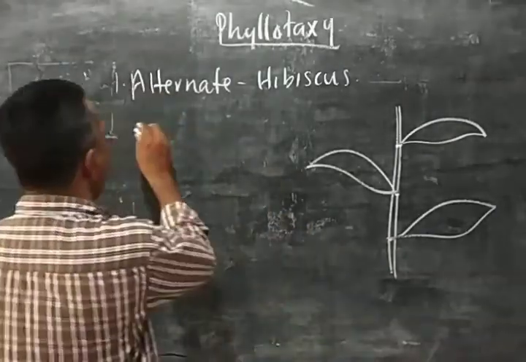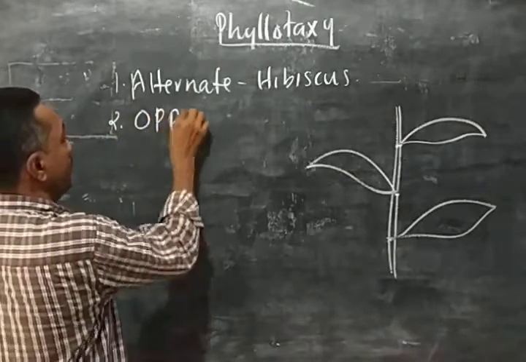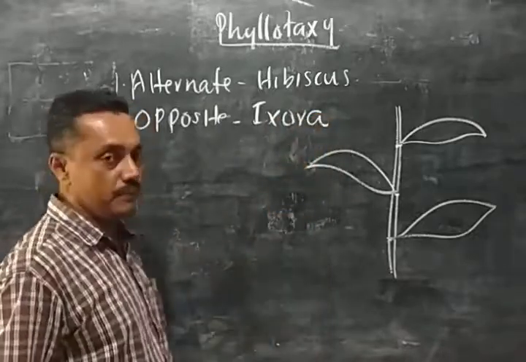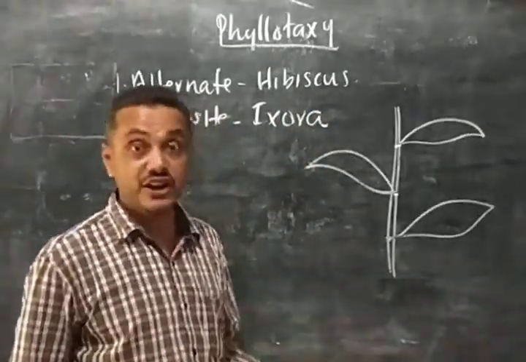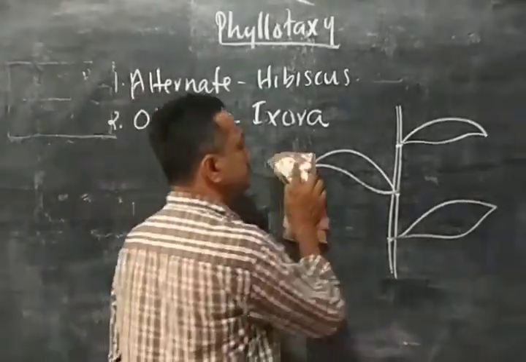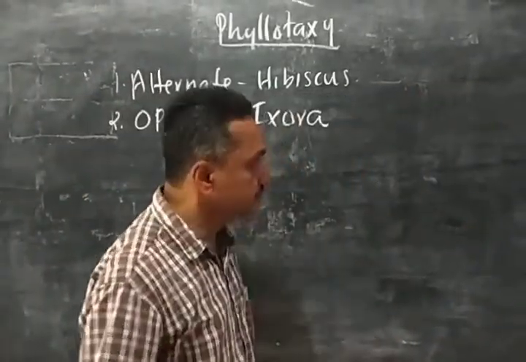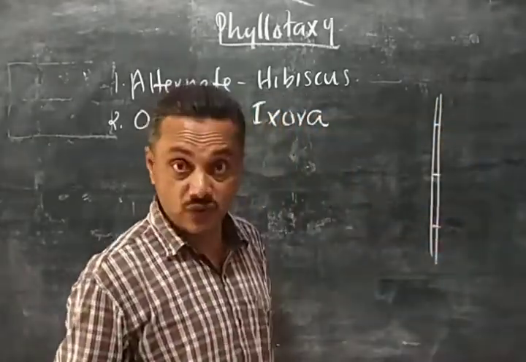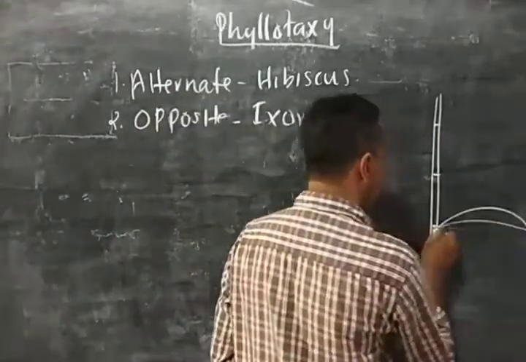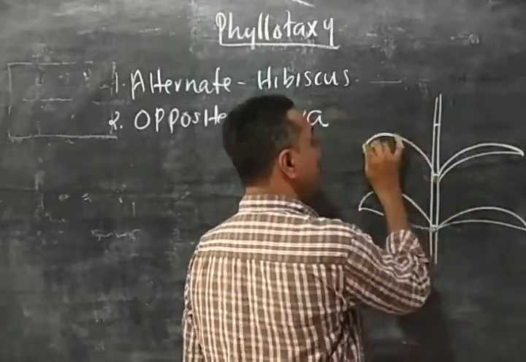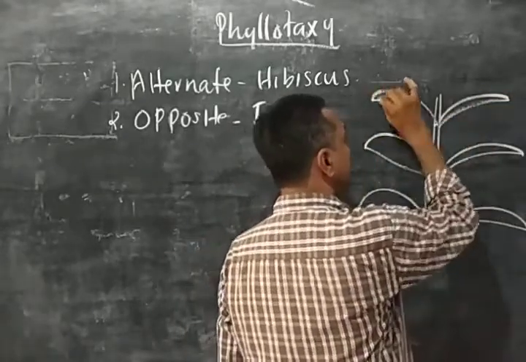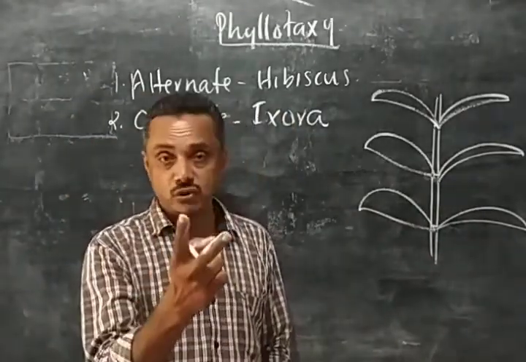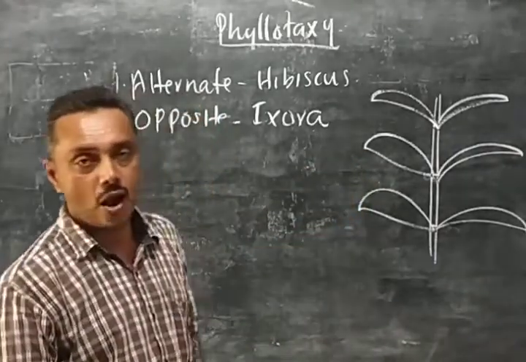Second comes opposite phyllotaxy, in plants like Ixora or Eupatorium. You can see many examples. In such cases, from one node, two leaves originate. One towards this side, one towards that side. From one node, how many leaves originate? 2 leaves originate. They are arranged in an opposite manner.